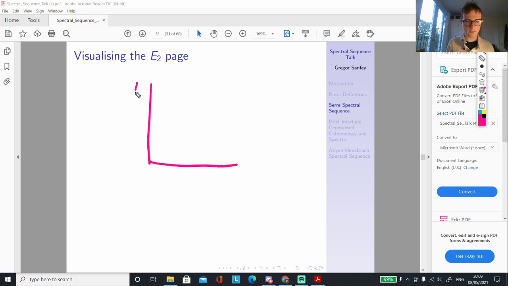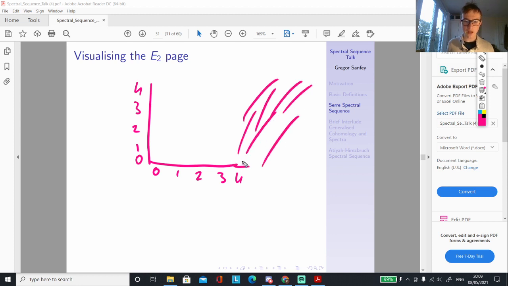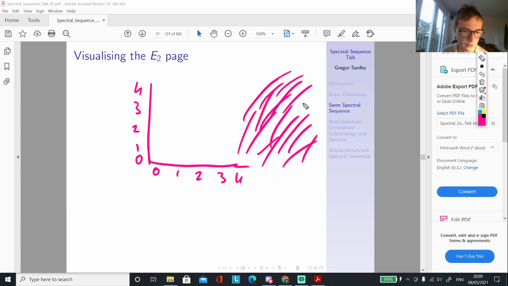So let's have q going from 4, 3, 2, 1, 0, and p going 0, 1, 2, 3, 4. So obviously all of this stuff here is where p is not 0 or 3, and all of these terms are not going to be non-trivial. So this area here is all we're going to care about.